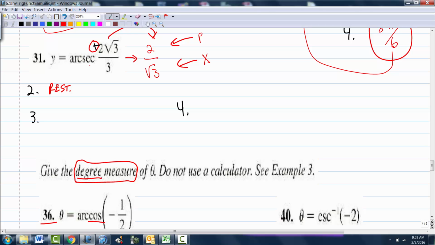Okay, restrictions for secant are the same as the restrictions for cosine. So 0 to pi. But by the way, you never have to worry about the restrictions if the ratio is positive. You're always going to be in what quadrant? 1. 1 always wins. So I don't even care about the restrictions when you have a positive ratio. Okay, so what's the 30 in quadrant 1?